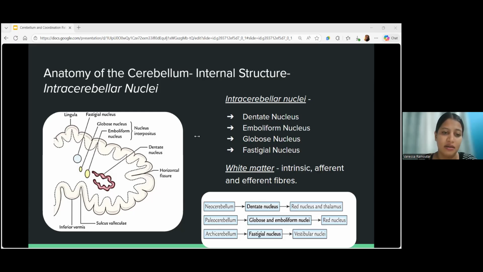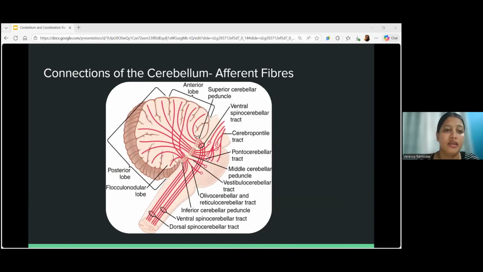The white matter is made up of 3 types of fibers: the intrinsic, the afferent, and the efferent fibers. The intrinsic fibers remain confined within the cerebellum, connecting different regions within the same hemisphere or the 2 hemispheres. The afferent and efferent fibers, as described before, connect the cerebellum to other parts of the CNS. The afferent fibers carry inputs from the cerebral cortex, the spinal cord, the vestibular apparatus, the red nucleus, and the tectum of the midbrain.